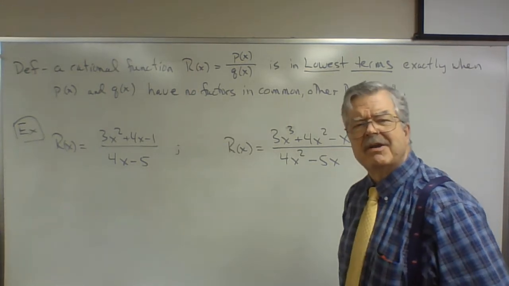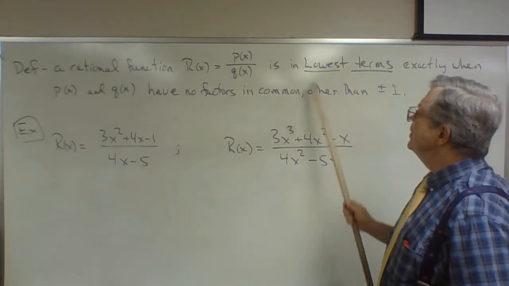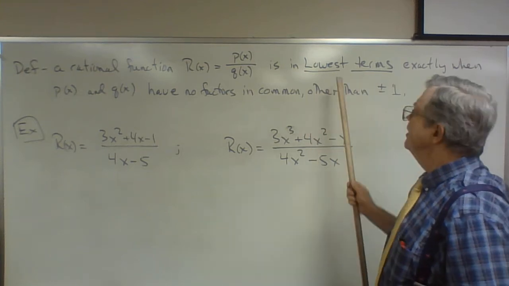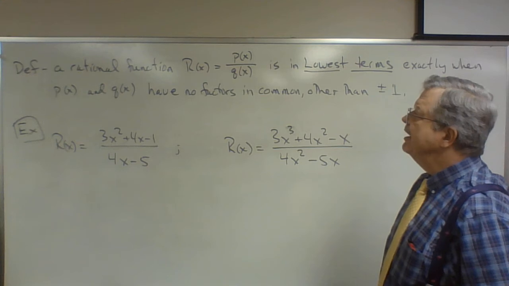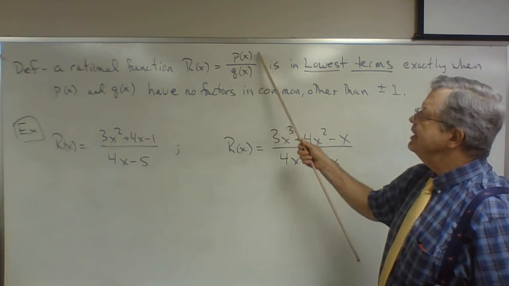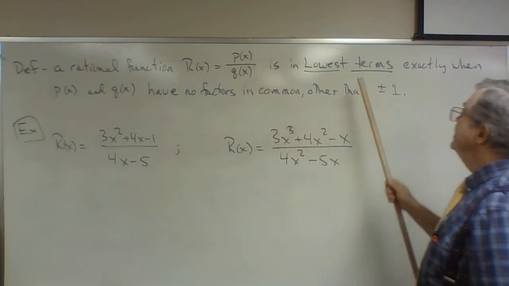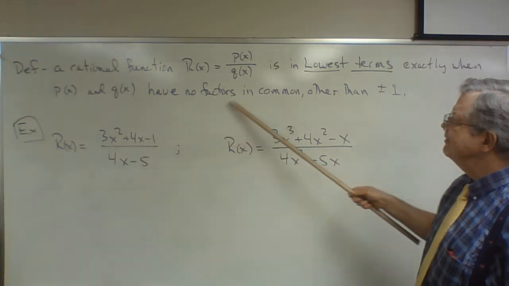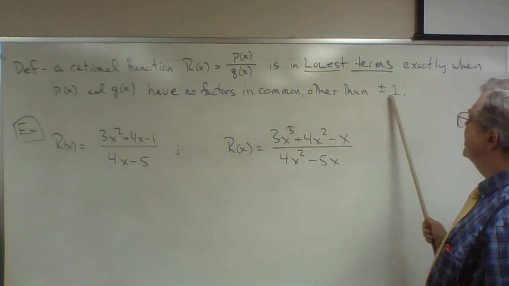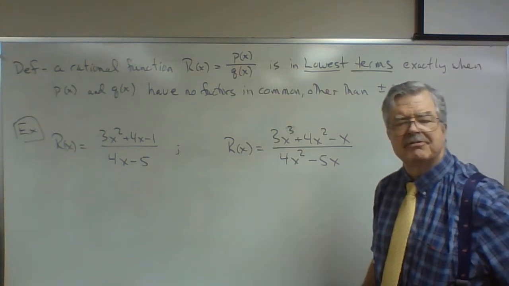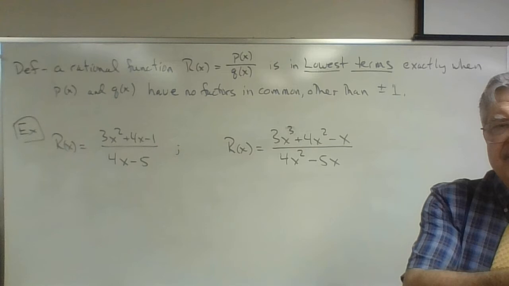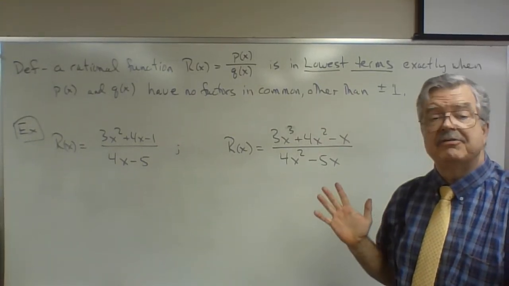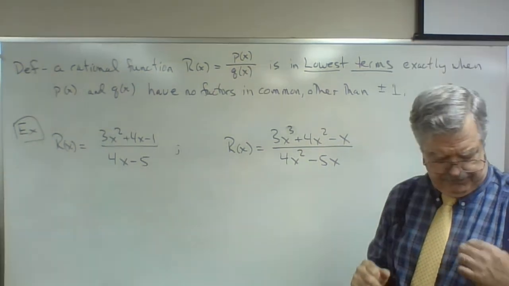Okay, regarding rational functions, we wanted to find an expression in lowest terms. A rational function, p of x over q of x, is in lowest terms exactly when p of x and q of x have no factors in common other than plus or minus 1. Now this expression, lowest terms, is borrowed just from fractions.